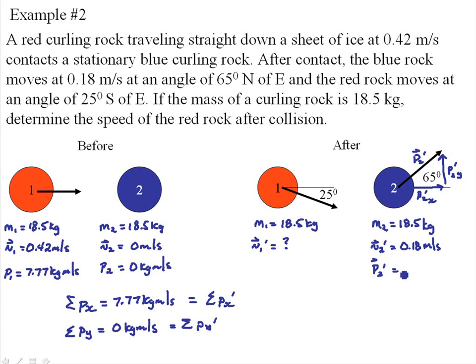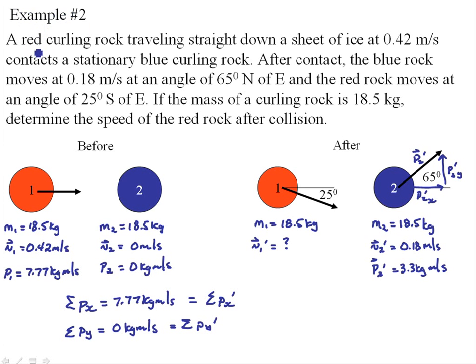18.5 times 0.18, which is 3.33 kilogram meters per second. So now that I have the resultant and an angle, I should be able to find the x and y components using trig. Now before I get too far ahead of myself, I'm going to show how I calculated the momentum of object 1 before, and then I'm going to do the components of object 2 after.